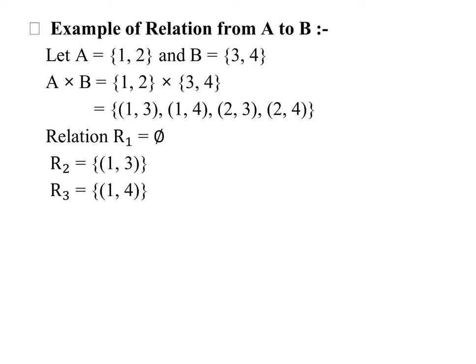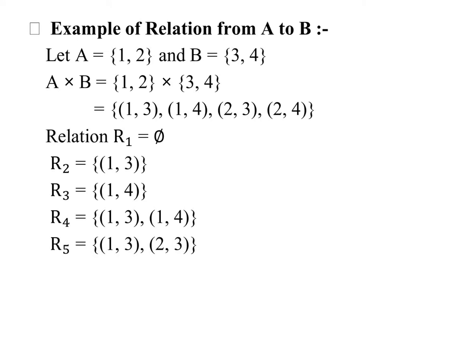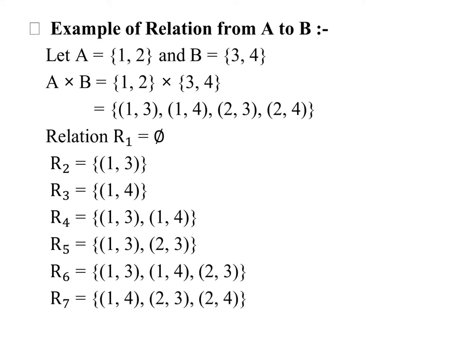R3 is equal to {(1, 4)}. R3 is a subset of A cross B. R4 is equal to {(1, 3), (1, 4)}. So then R4 is a subset of A cross B. R5 is equal to {(1, 3), (2, 3)}. So then R5 is a subset of A cross B. R6 is equal to {(1, 3), (1, 4), (2, 3)}. So R6 is a subset of A cross B.